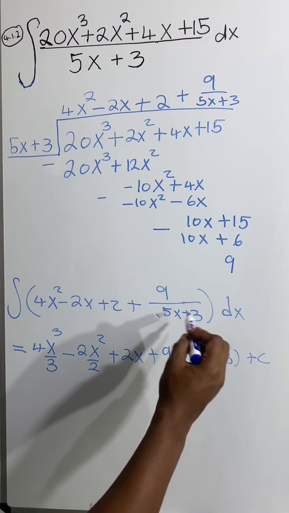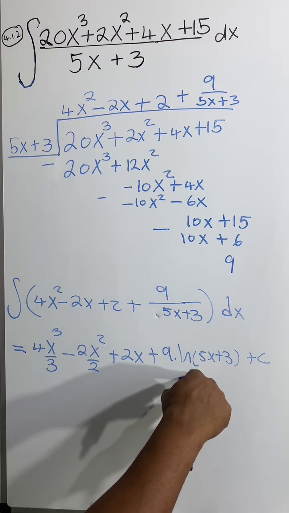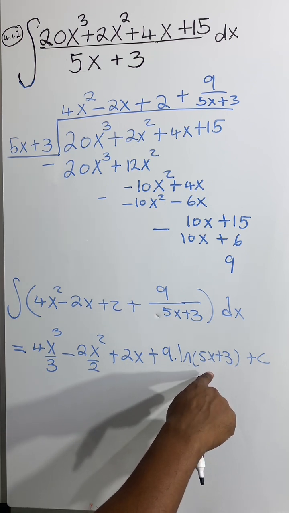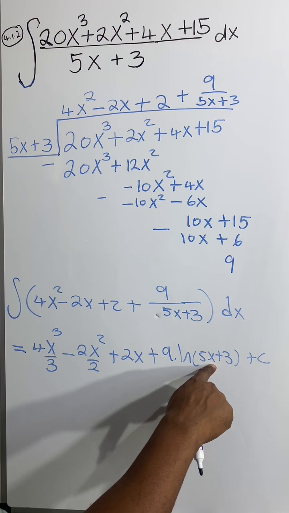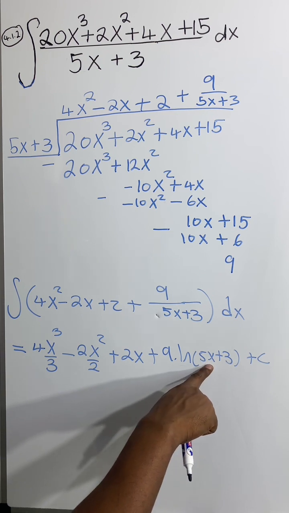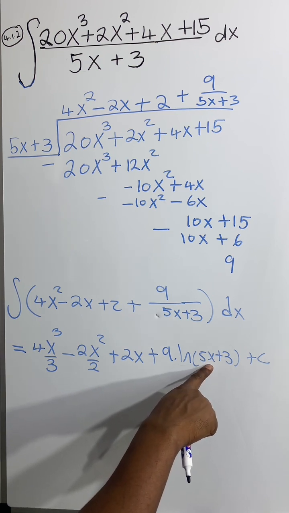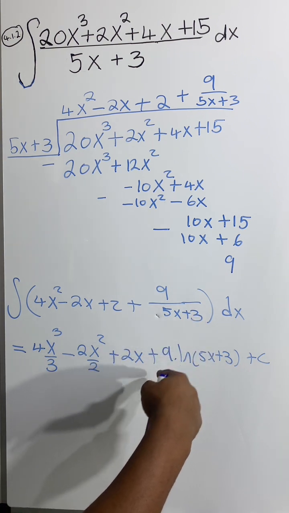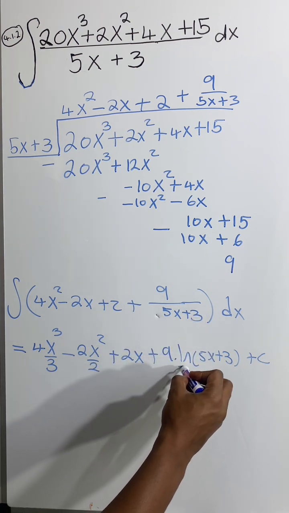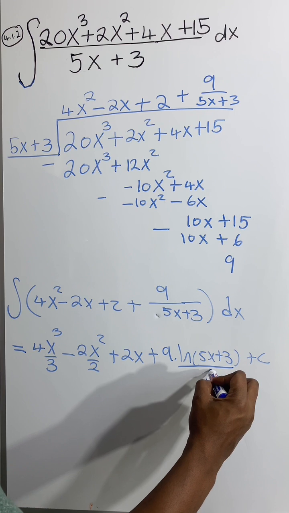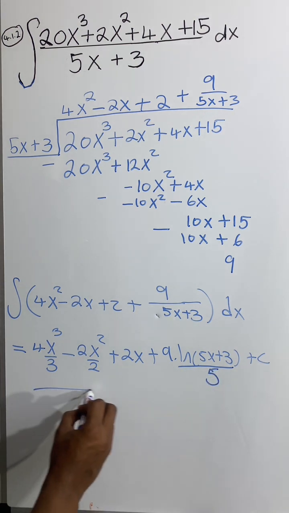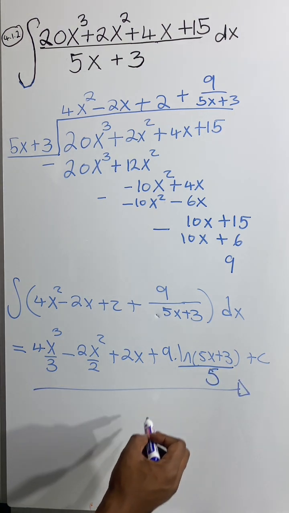plus c. And because of the chain rule, when we differentiate this, we also have to differentiate the inner function. When we differentiate 5x, we get 5, and we multiply it throughout, but in this case we are integrating, so we have to divide by 5 because of the chain rule. And this will be the answer for question 4.1.2.